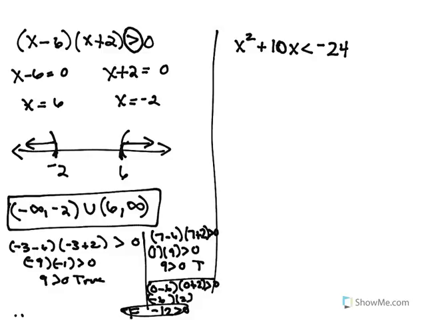So here, x squared plus 10x is less than negative 24. You have to remember you're factoring to solve. So you're going to get everything on the same side. So you would factor this. Factors of 24 that give 10.